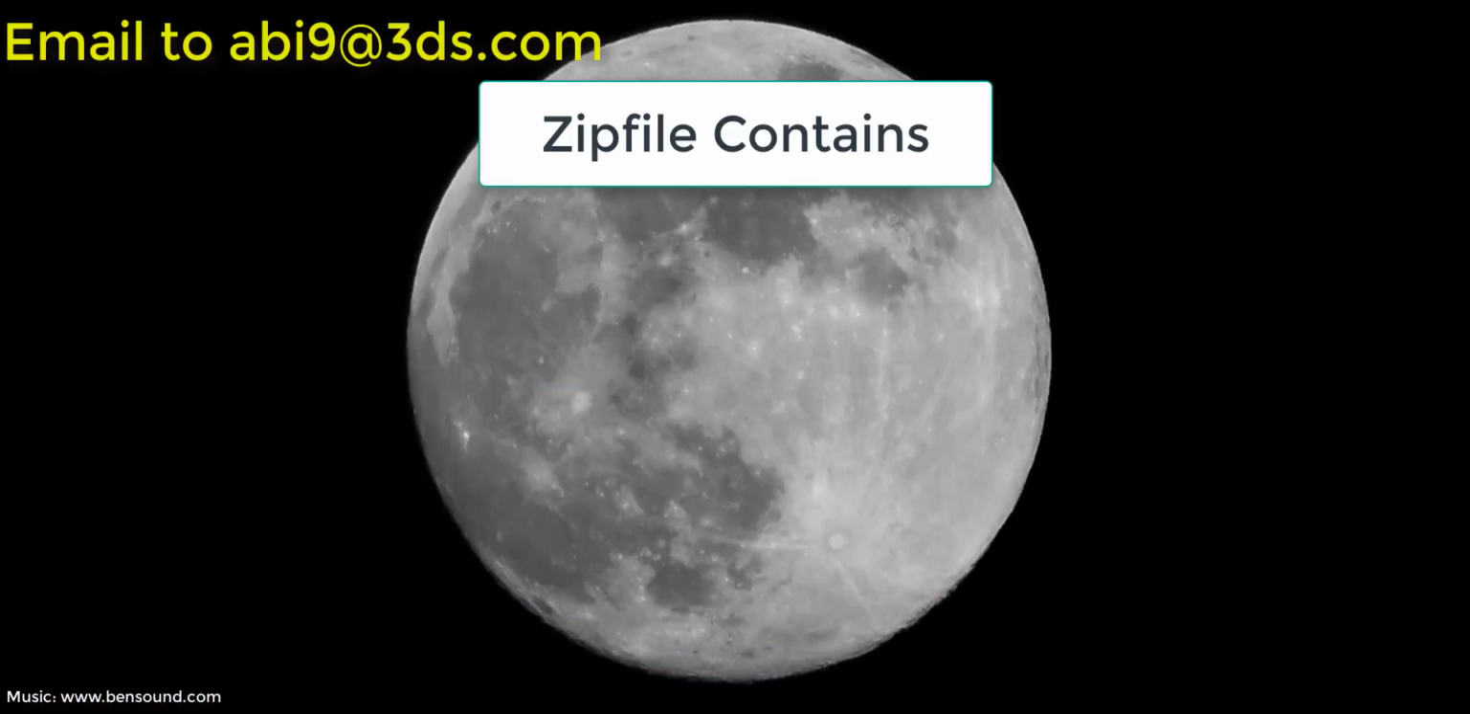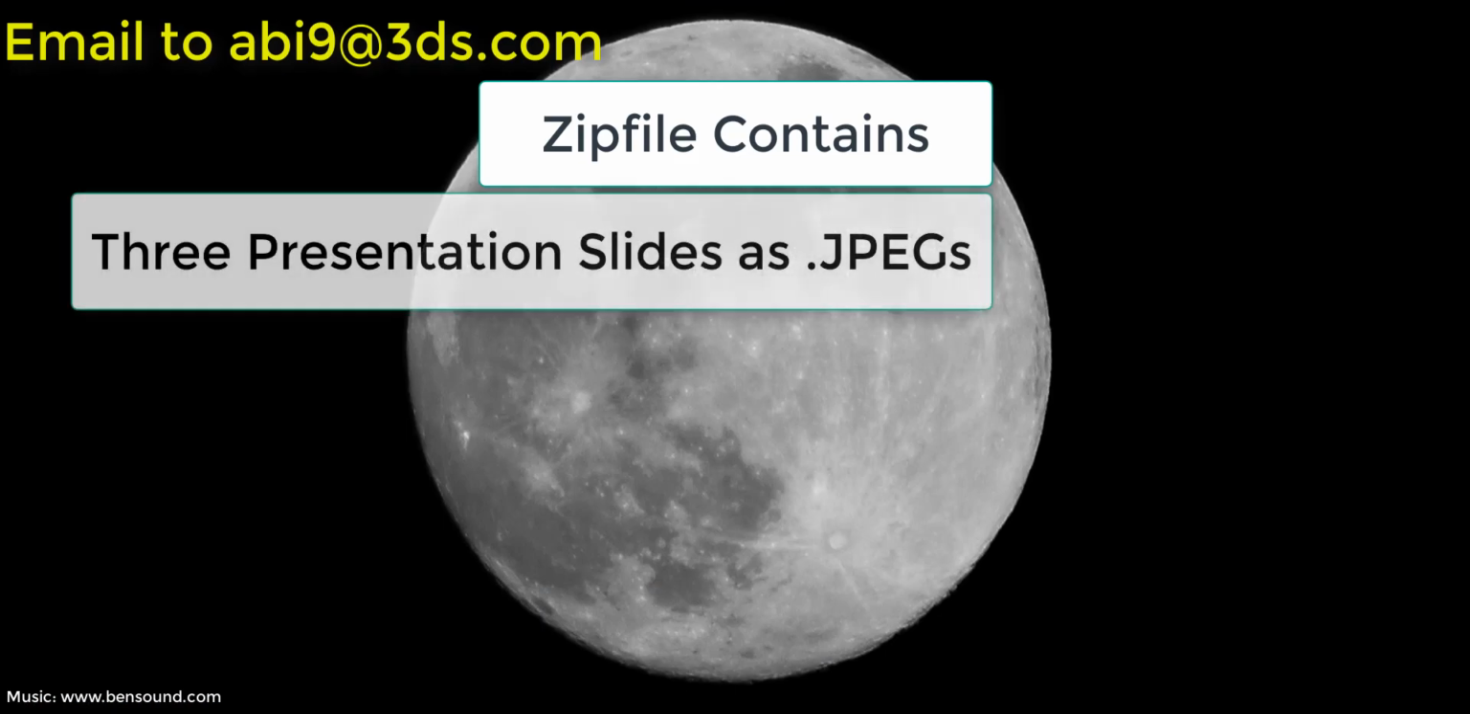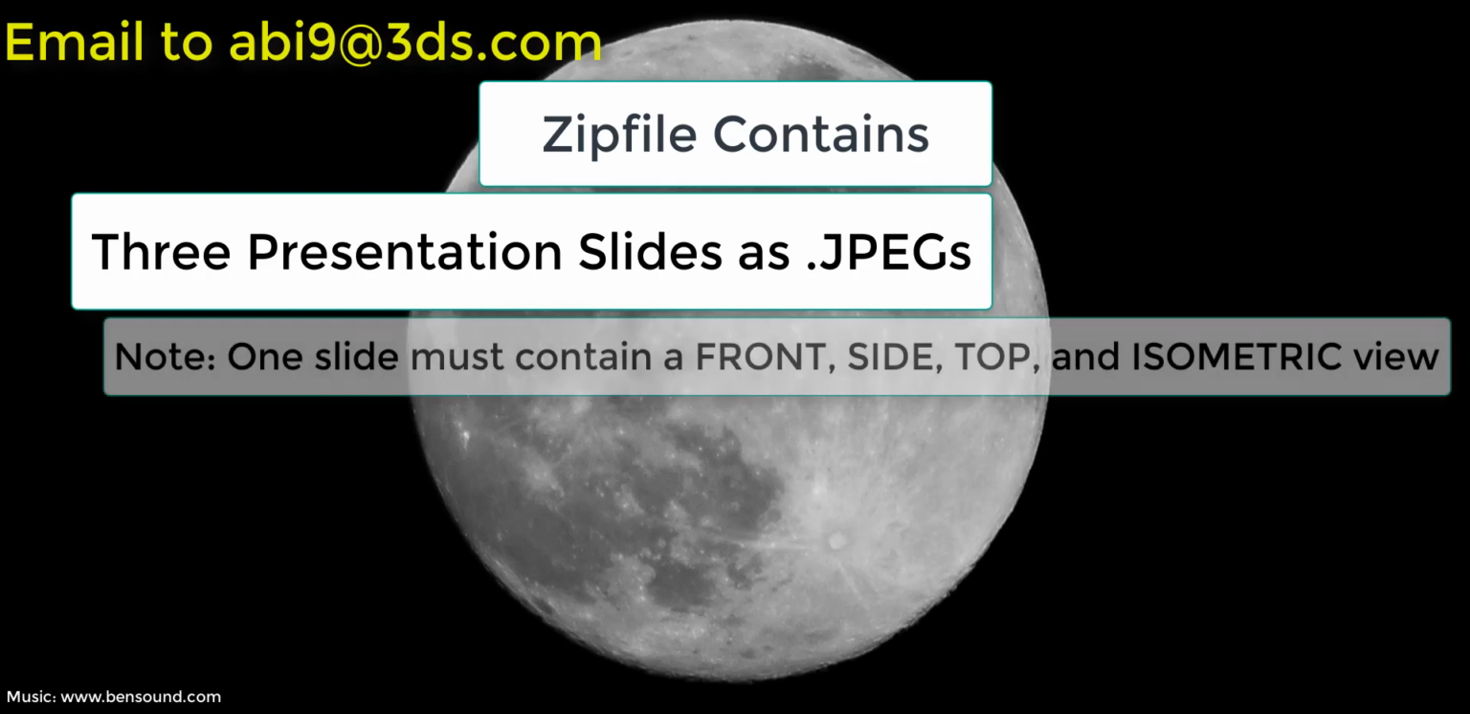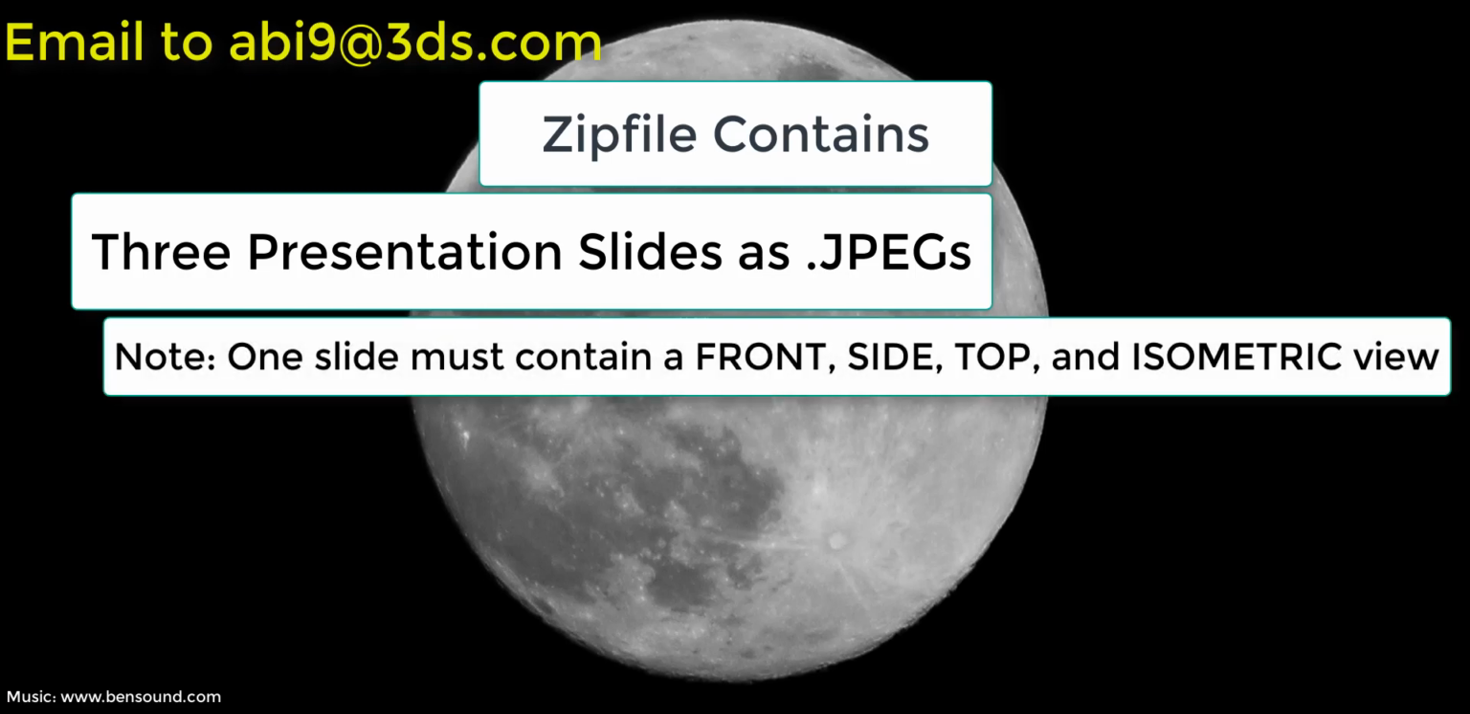Your zip file should contain 3 presentation slides saved individually as JPEGs. One slide must include a front, top, side, and isometric views of your model. The other 2 are up to you. We love creativity and we'll show you our example later in the video.